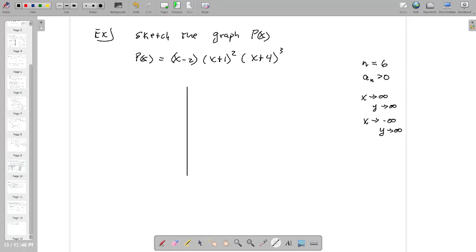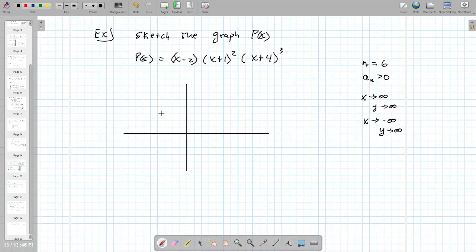So let me go ahead and draw this out a bit. So at x equals 2, we have a 0. At x equals negative 1, we have a 0. And at x equals negative 4, we have a 0.